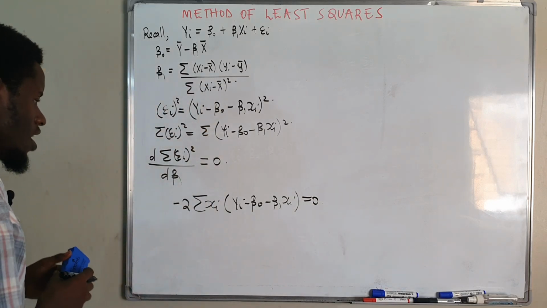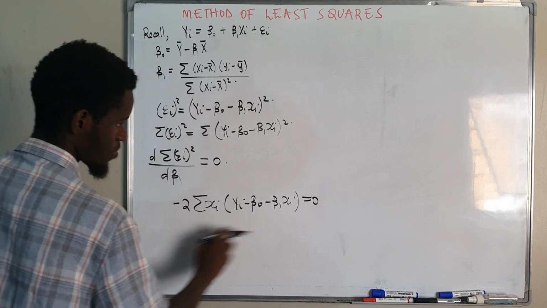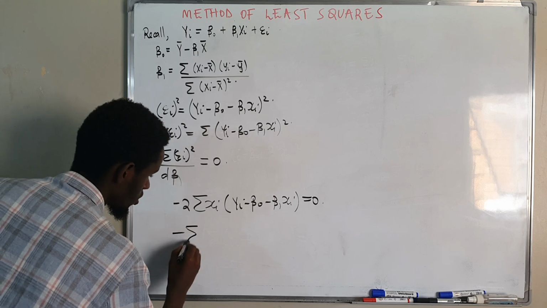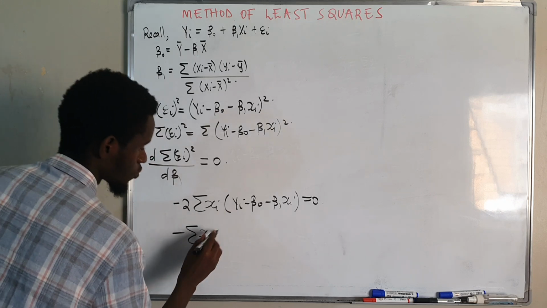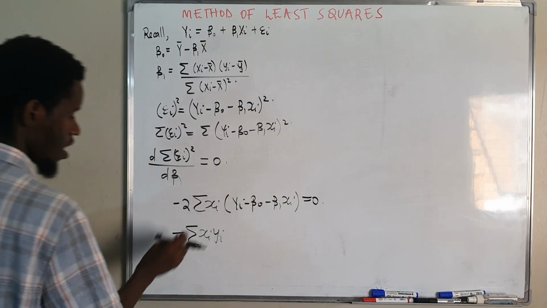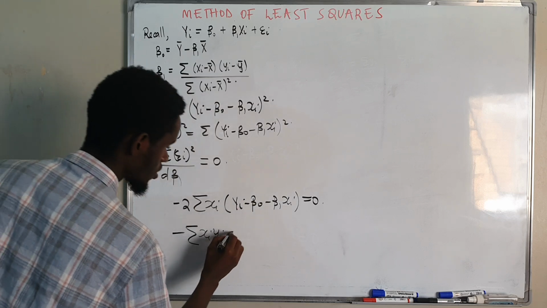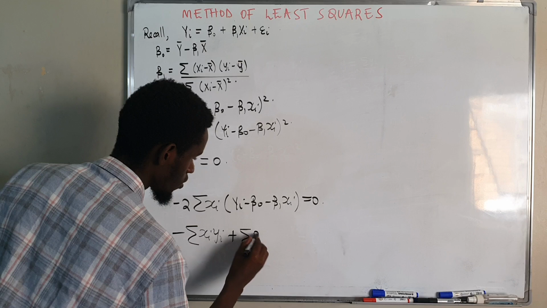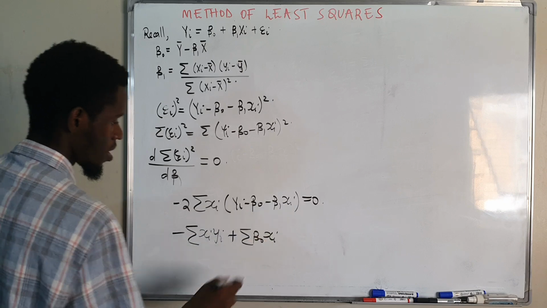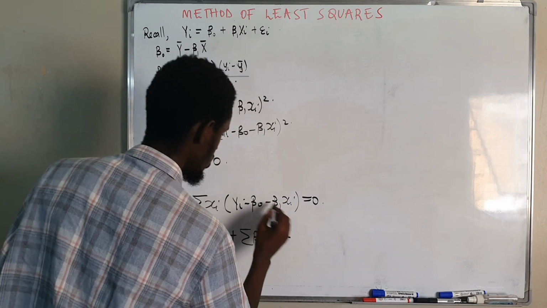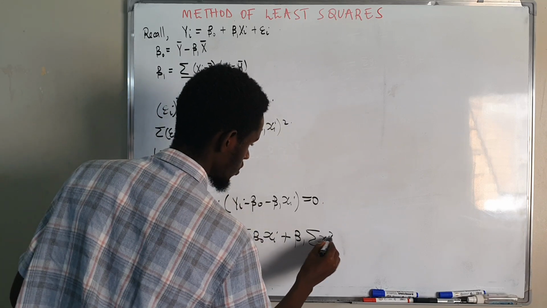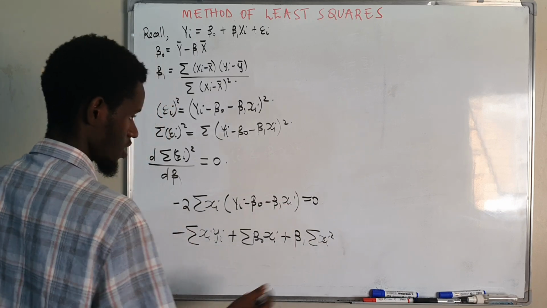Now from this step, if I divide by 2 everywhere, this 2 will go. Now I want to open brackets with this negative. I have negative summation of xi times yi. This 2 has gone with the 0. Then this negative becomes a positive, plus summation of b naught xi. Then, because b1 is a constant, I have b1 outside, plus summation of xi squared, because xi times xi is xi squared. I equate it to 0.